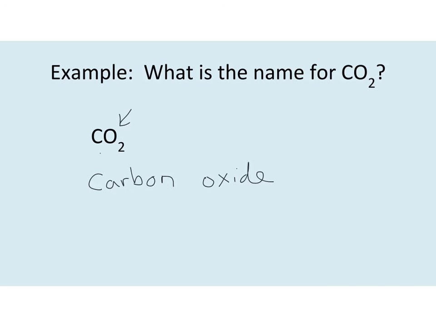Now I have to look at numbers. Well, I only have 1 carbon, so I could call it monocarbon, but if the very first element has only one, we usually just leave that mono out. And I have to look and say, well, how many does oxygen have? Well, it has 2. So I put in the term for 2, carbon dioxide. So what this is telling me is that this is 1 carbon, and then the dioxide would be O2.